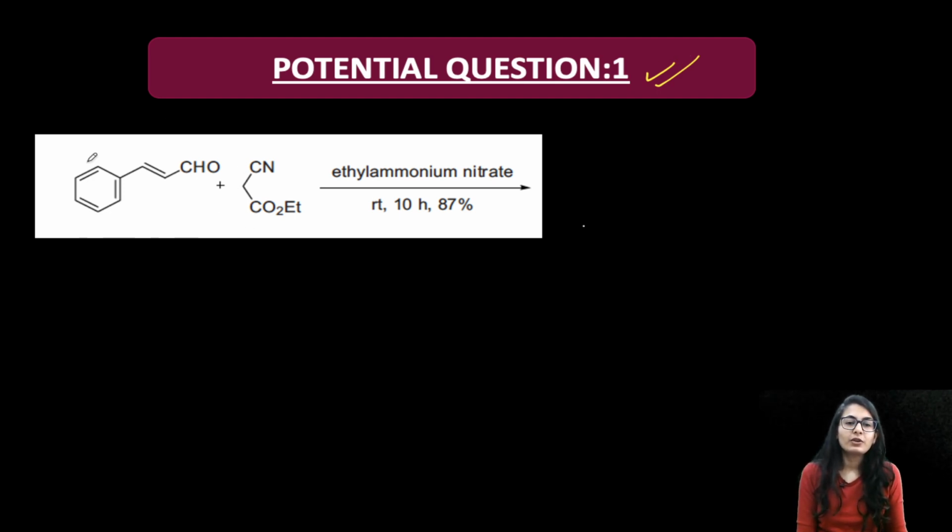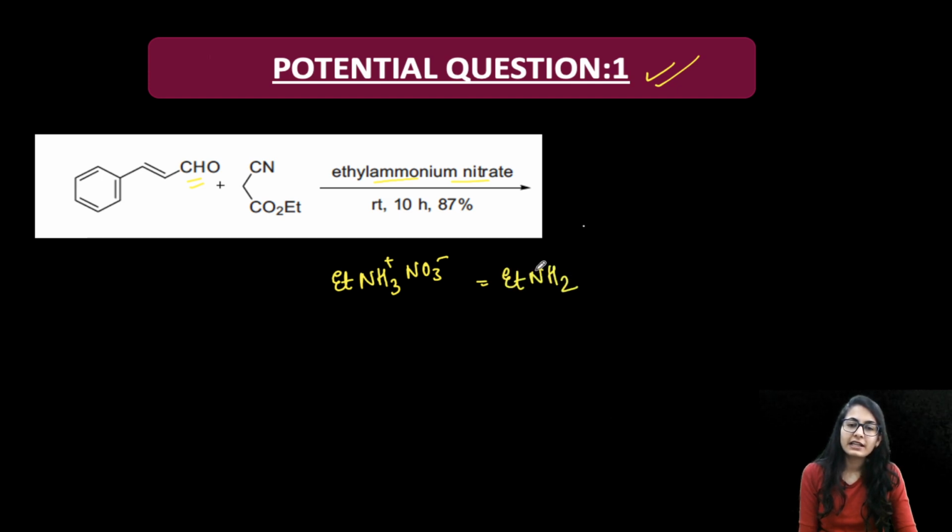Okay. So what do we have over here? Here we already have an alpha beta unsaturated aldehyde, isn't it? It is already an alpha beta unsaturated aldehyde. So how is the reaction going to take place? It is going to take place just as usual. We are having ethyl ammonium nitrate. What is ethyl ammonium nitrate? Okay, it is going to be something like this. Ethyl ammonium nitrate is going to be something like this. So further you can actually write it like this. It is going to be our ethyl amine. It is our simple ethyl amine that we are having.